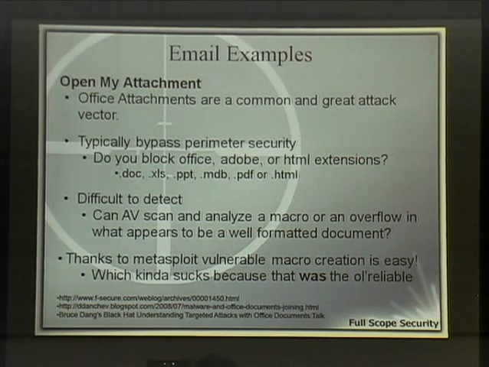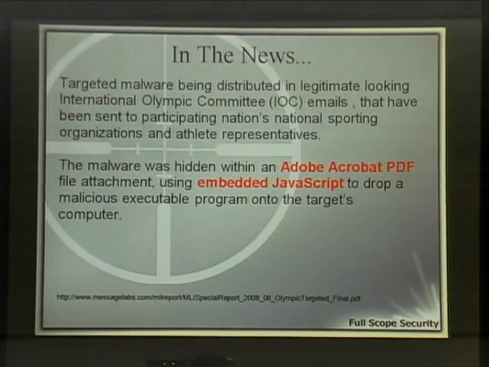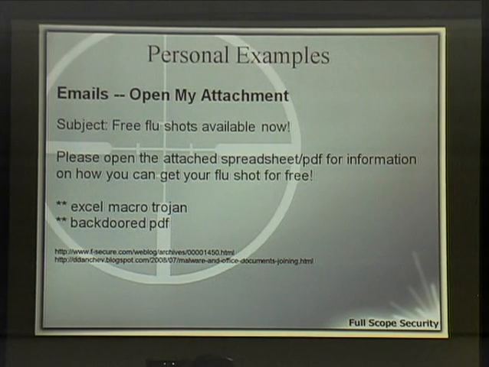Difficult to detect. Does anybody know of any AV that can analyze a macro and see what it's doing? Now, it used to be that macro creation was easy. Now with Metasploit, it's super simple, which kind of sucks because that was the old reliable, but now everybody does it. So from one of our pen tests, it was flu shot season. We sent out a little email and said, hey, here's where you can get free flu shots, because everyone wants free stuff. We had an Excel macro Trojan attached to that, and we're going to show a little demo of something similar to that. Basically, we had the users lower their security settings, run the macro, and it would send the shell back out to us.